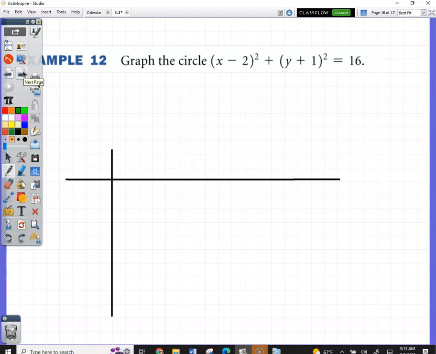Honestly, you could throw this example out. It's the same. That's the one you need to practice.